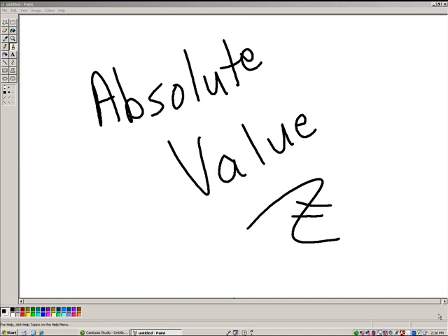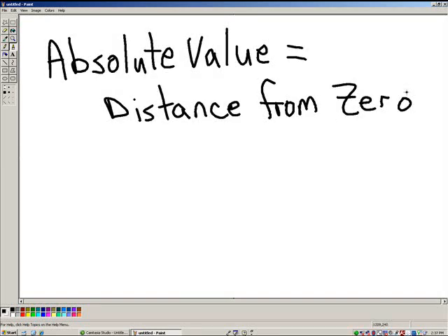This video will be dealing with absolute value. In order to understand absolute value, it's important to understand the definition of absolute value. Absolute value is the distance from zero. That's all it is. It's just a way of indicating how far a value is from zero.